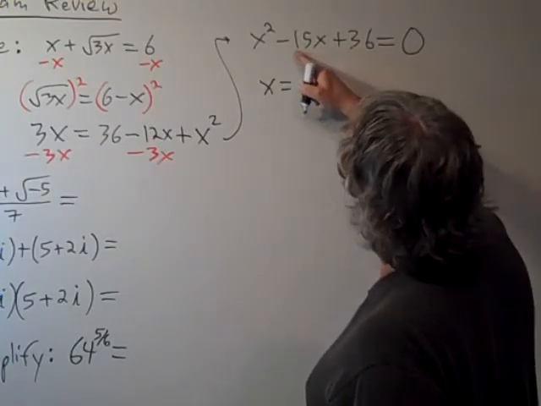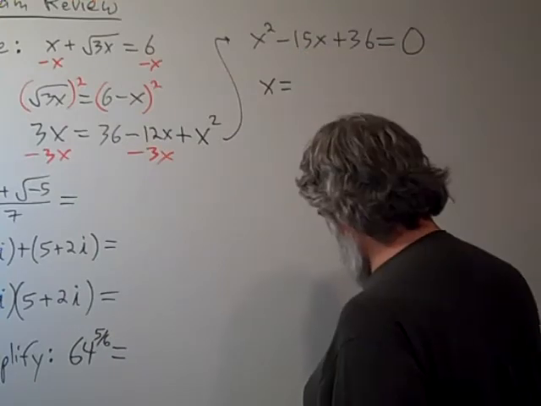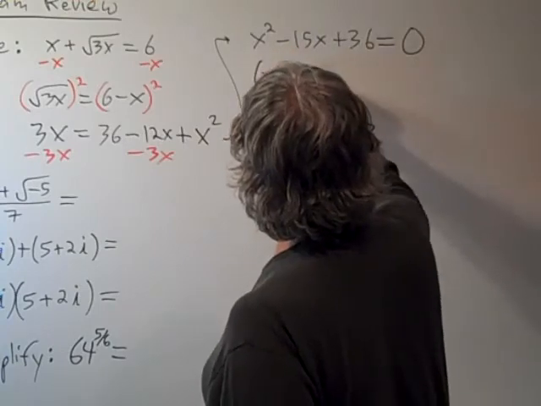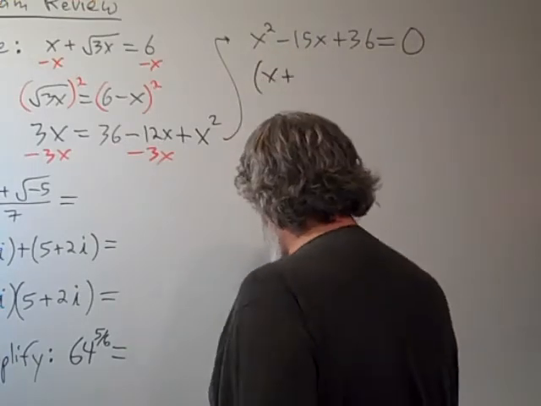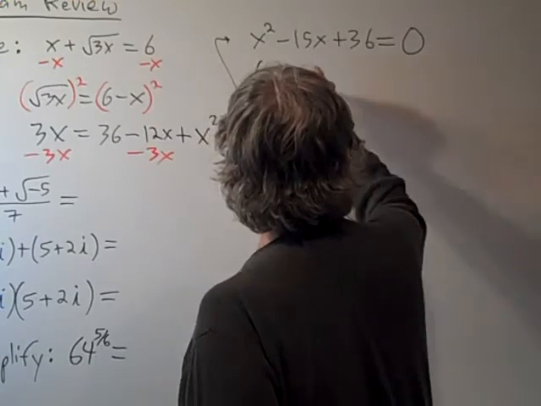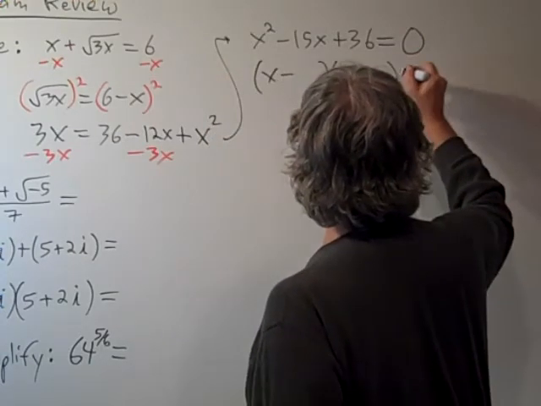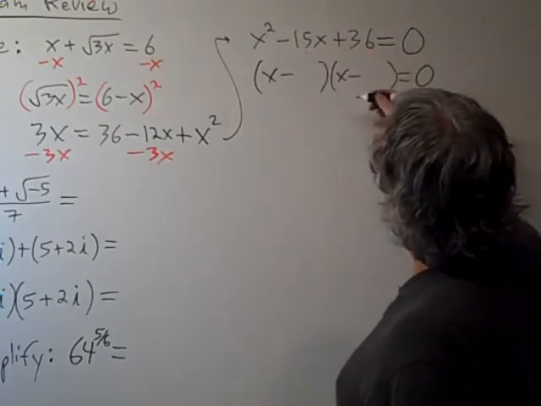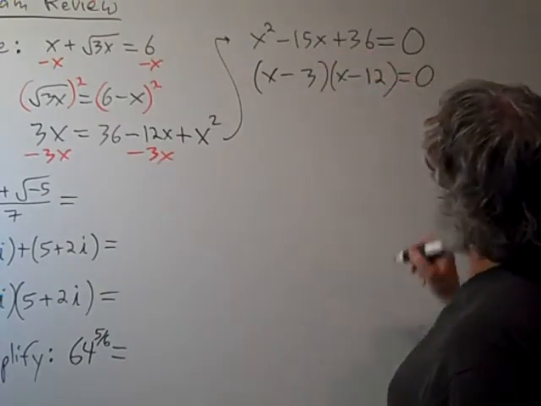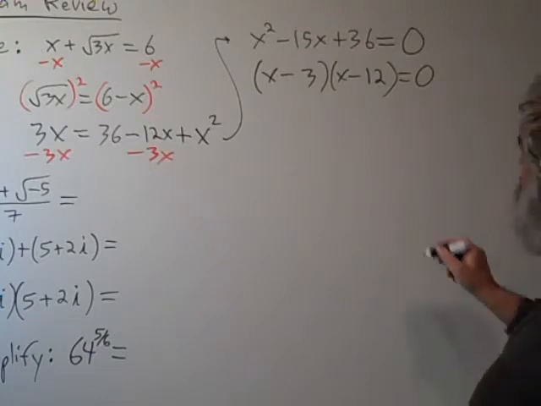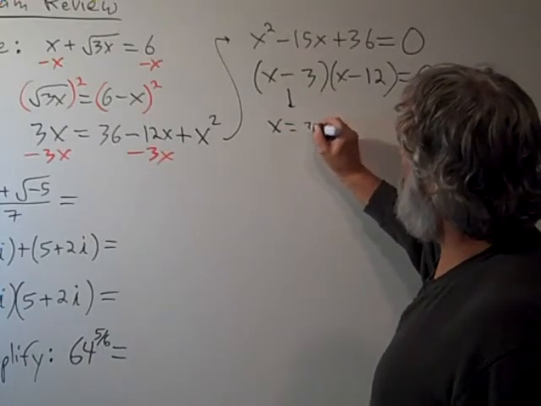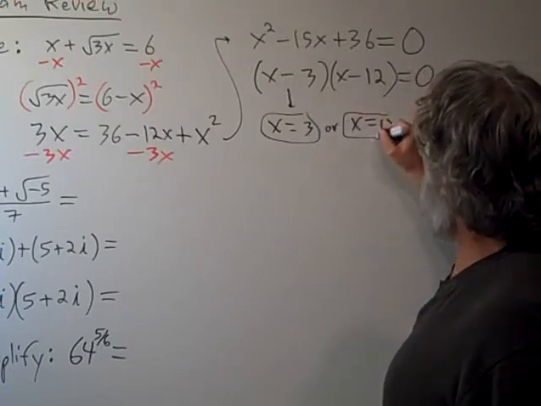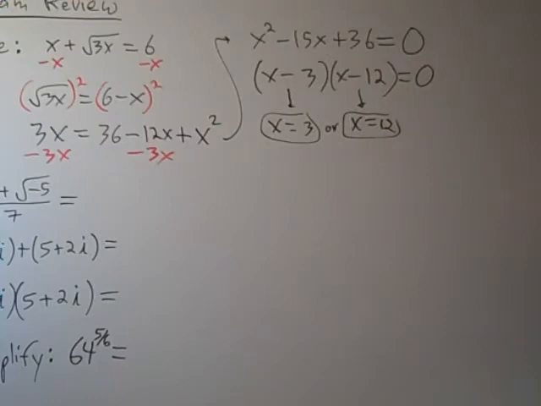X equals the opposite of, well, we don't need the quadratic formula, we can factor this one. This one factors as x minus, times x minus. And the product is 36 and the sum is 15, so it looks like 3 times 12 will do the trick. And so from this one we get that x equals 3, or x equals 12. So those are the two solutions to this equation.